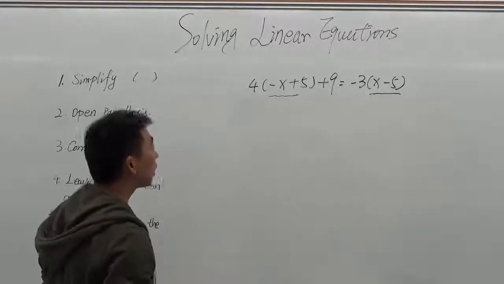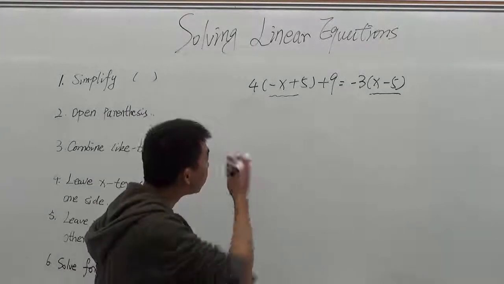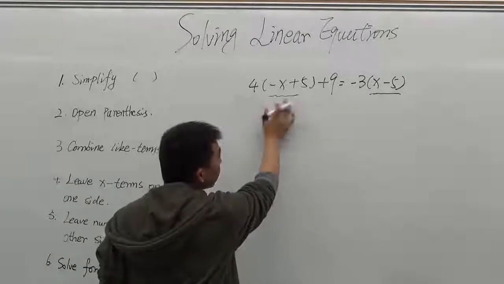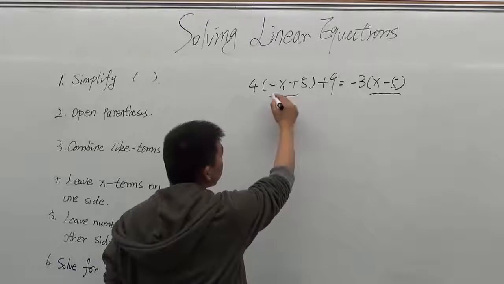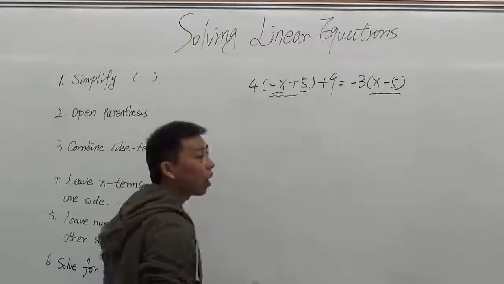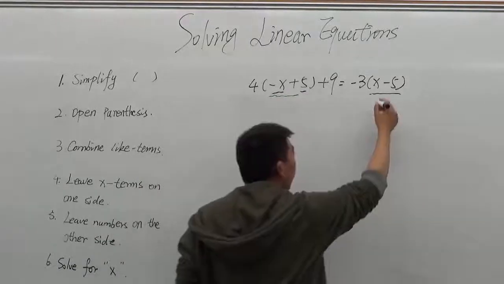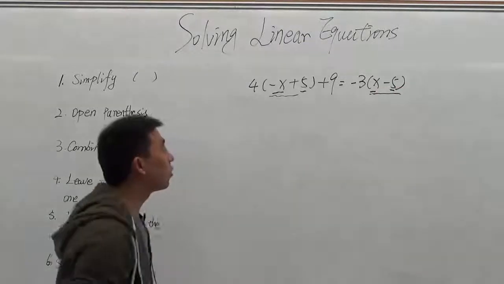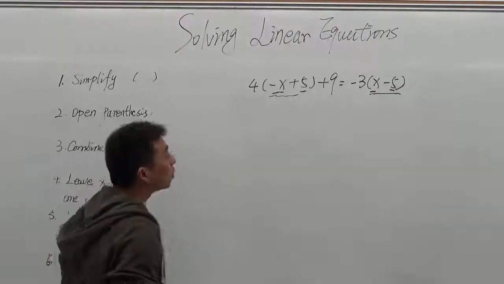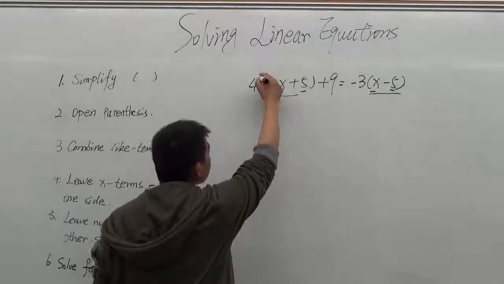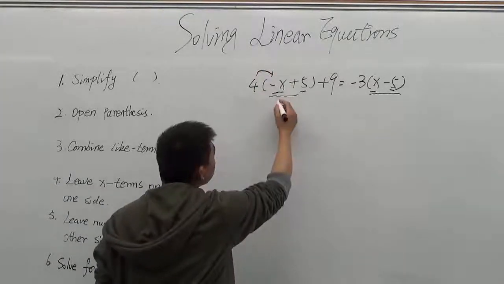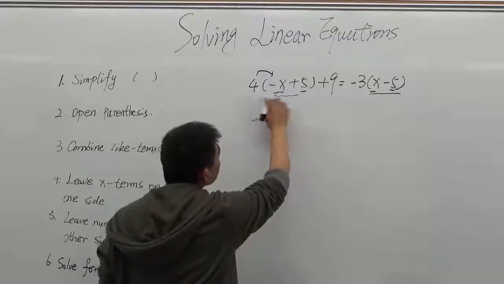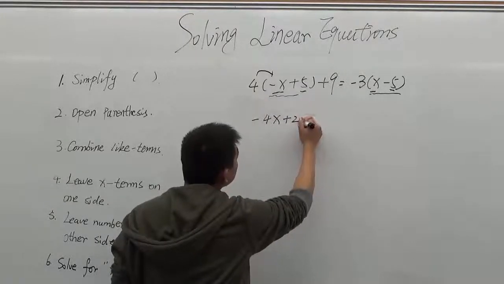So we need to look at each parentheses. In the first one, negative x plus 5, there is a term with x and the number 5. We cannot add them. In x minus 5, it's also an x term and the number 5. We can do nothing about it, so we just need to open each of them. First, 4 distributed to negative x gives negative 4x. Then 4 times 5 gives us 20.